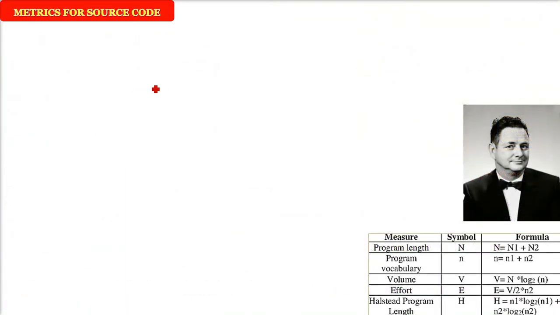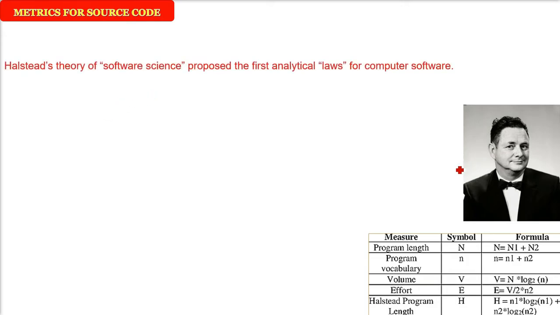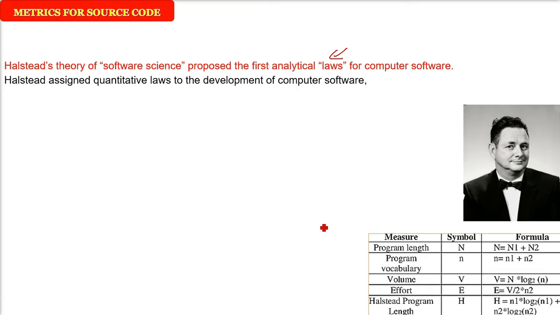Metrics for source code. Now the programmer and software team are more interested in the software code. Halstead gave a theory of software science, and he was the first to propose the analytical laws for computer software. Halstead assigned certain quantitative laws to the development of computer software.